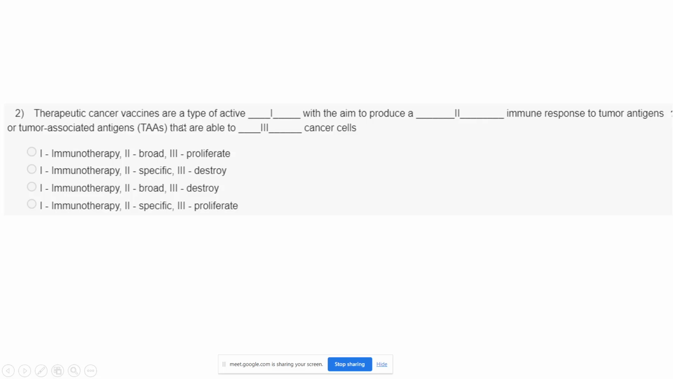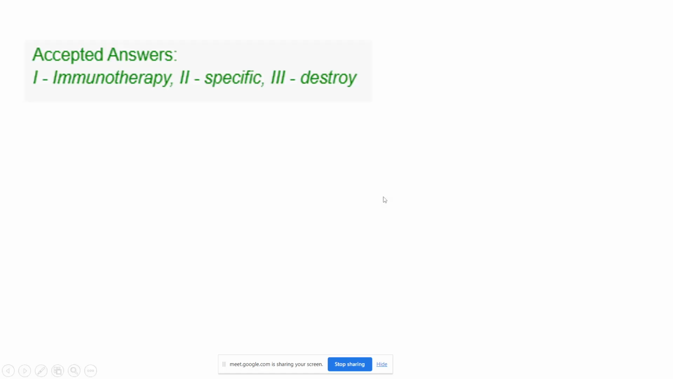Okay. So therapeutic cancer vaccines are a type of immunotherapy with the aim to produce a specific immune response to tumor antigens or tumor-associated antigens that are able to destroy cancer cells. As I discussed before, autologous or allogeneic cell lines can be used, that is, isolating cells from the same individual or a different individual, which will lead to presentation of more similar antigens and a greater number of antigens to specifically target those cancer cells. So the second option will be the correct answer: immunotherapy, specific, and destroy.